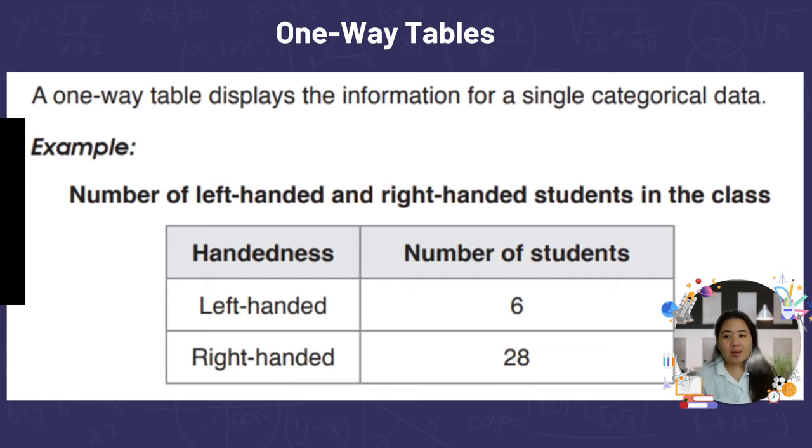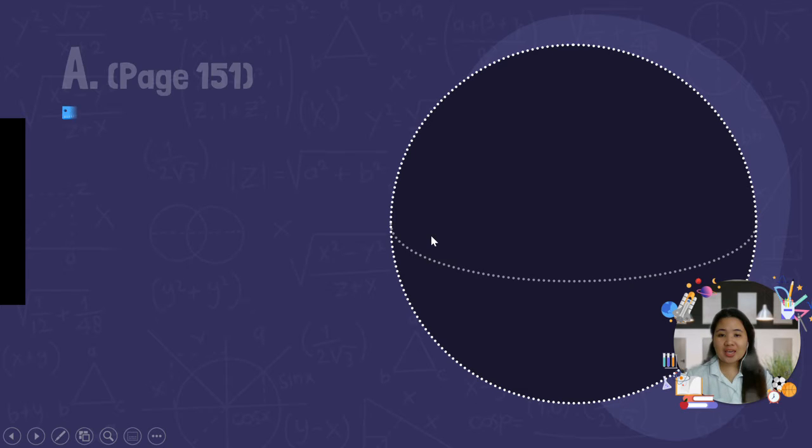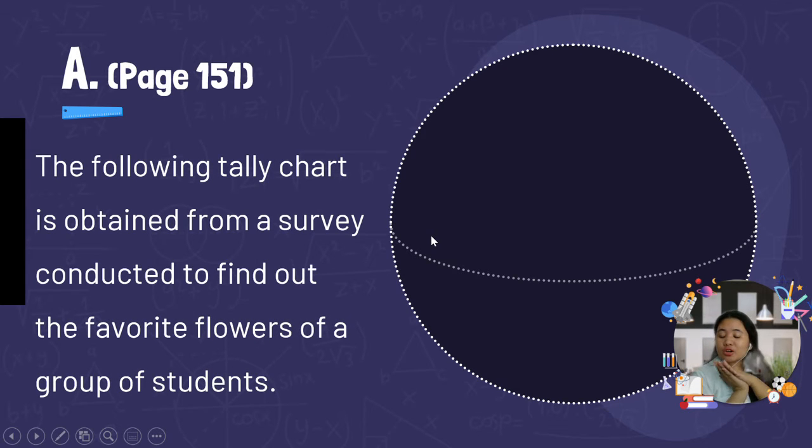Okay. So, example. Number of left-handed and right-handed students in the class. The left-handed is 6 and the right-handed is 28. So you don't have to count the pictures. The number is already given. Okay, good job. Now we are ready.